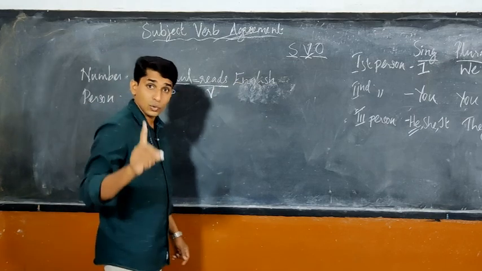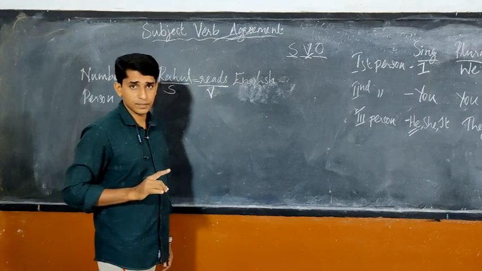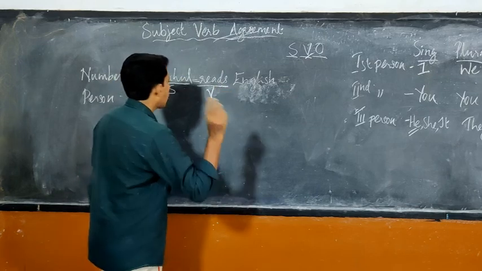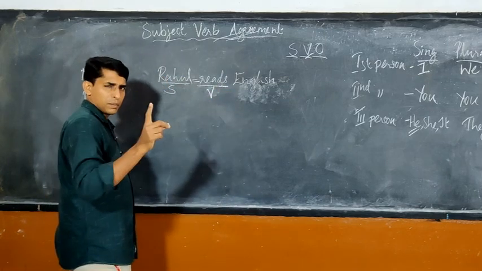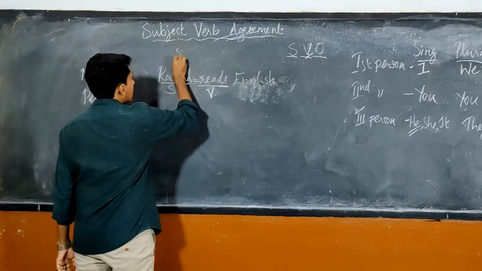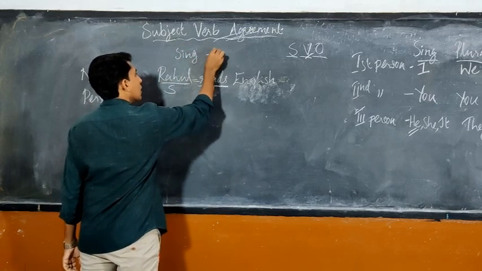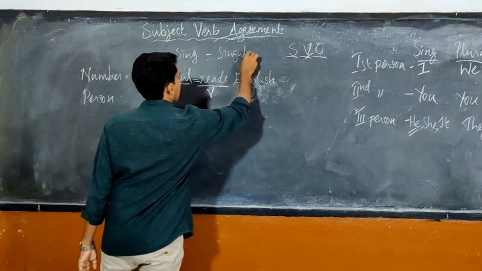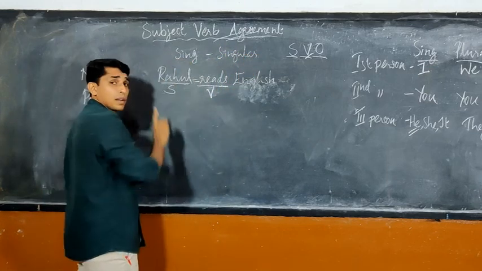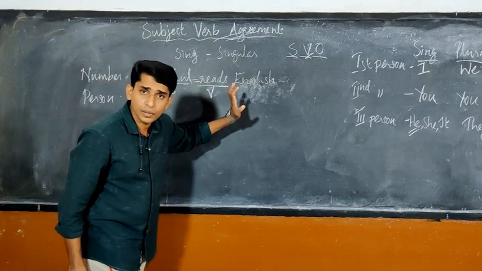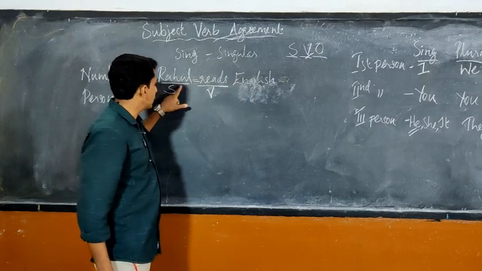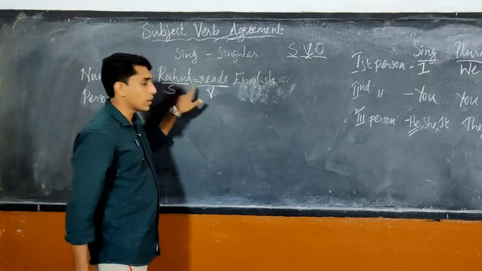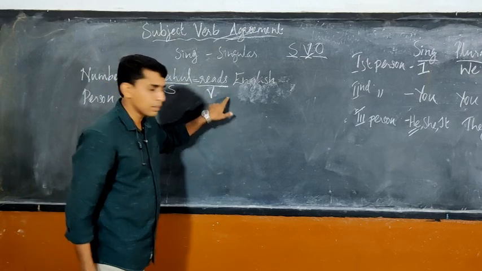Rahul reads English. You always make mistakes with this. Why is it reads? The common or the unbreakable rule is that if the subject is singular, the verb also should be singular. And if the subject is plural, the verb also should be plural.